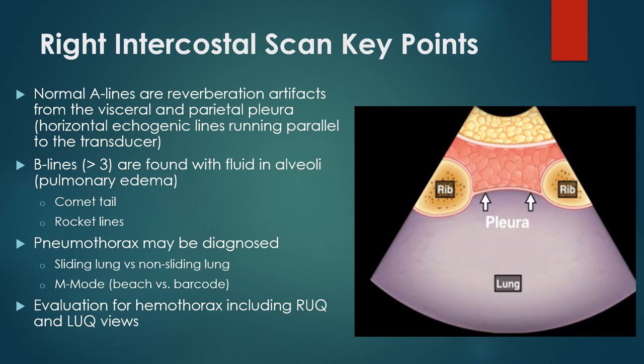Right intercostal scan, key points: the normal A lines are reverberation artifacts from the visceral and parietal pleura, and B lines, anything over 3 B lines, are found with fluid in the alveoli and pulmonary edema. You can have comet tail, rocket lines, whatever you want to call them. Pneumo's diagnosed with lung sliding versus non-lung sliding. Typically, you're going from 2D mode to M mode, and you're assessing beach versus barcode. Evaluation for hemothorax, including right upper quadrant and left upper quadrant views.